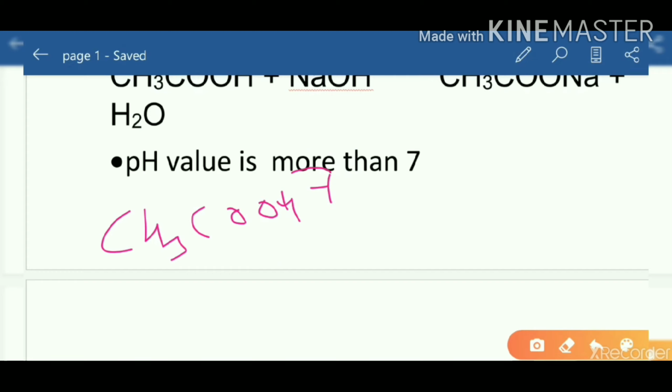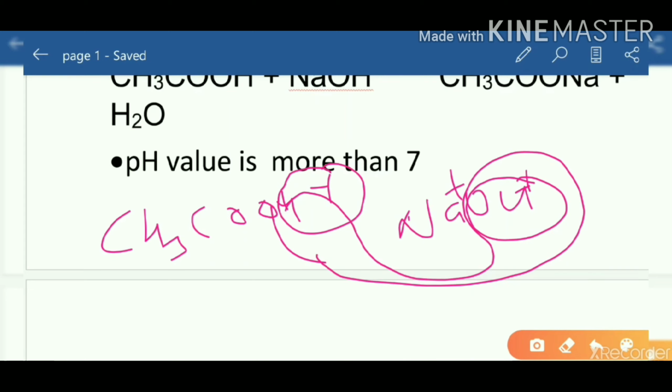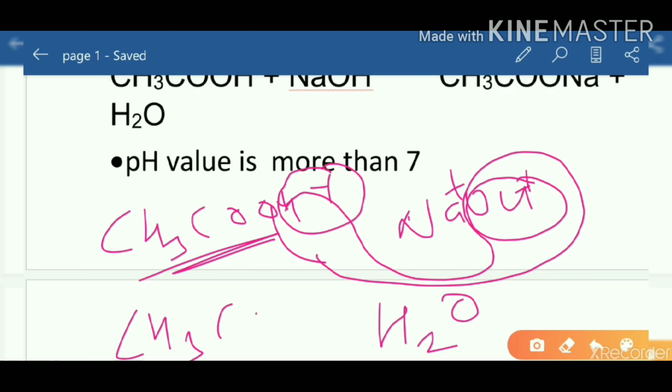This is the positive part. This H is positive, and NaOH, Na plus is the positive part, and this is the negative part. As we know that opposite charges attract together, so this H will go with OH, and in this way water will be formed. After that, what is left, you can write CH3COO. This is the negative part, and this Na will combine with this. So in this way a basic salt is formed.